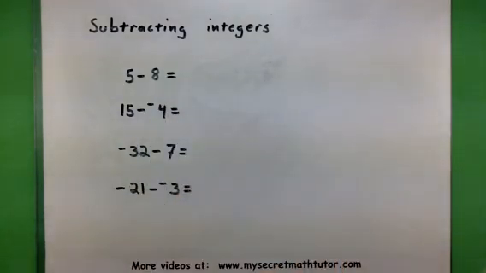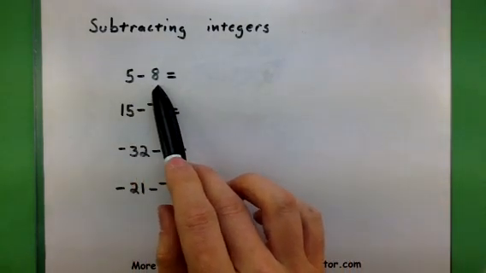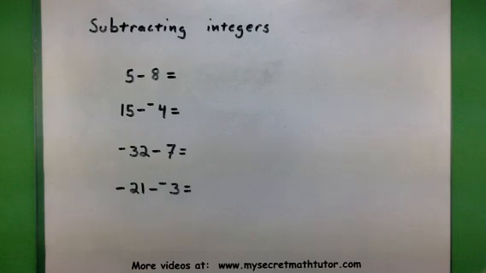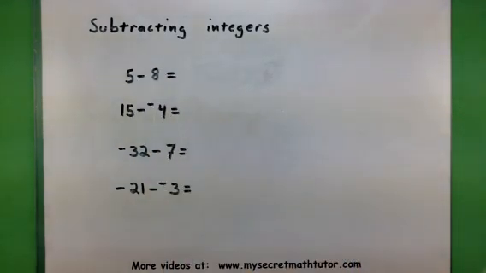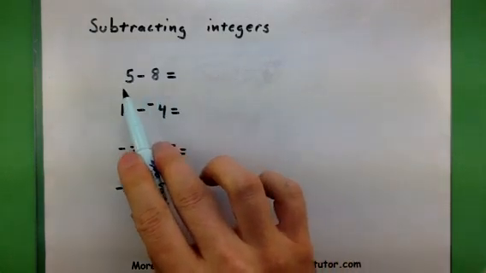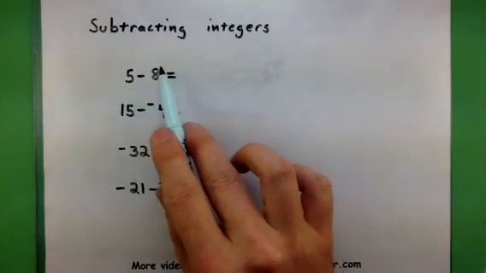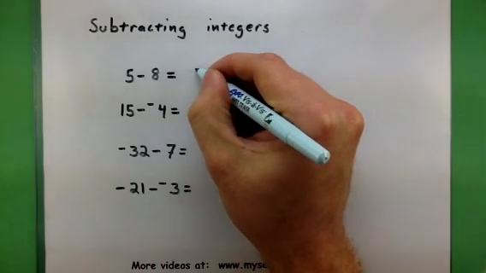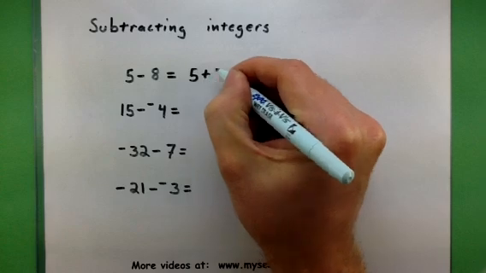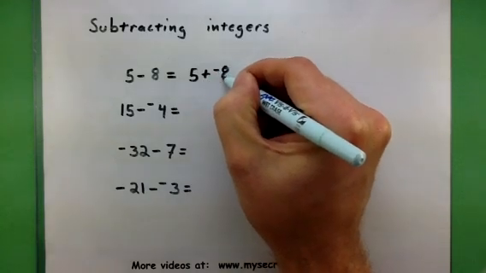Now, the rule for subtracting integers is this. When you want to subtract two integers, you change it into an addition problem. You want to add the opposite of the second number. Okay? So let's see how these four subtraction problems will turn into addition problems. So as I approach this one, I look at the second number, that's an 8, and I think of adding the opposite. So 5 plus the opposite is a -8.